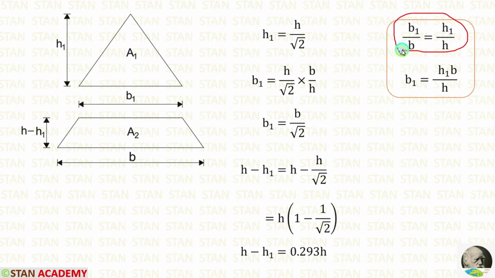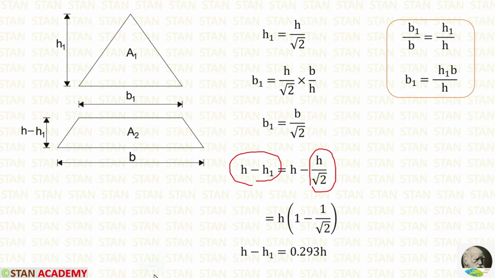b1 by b is equal to h1 by h. From here we will calculate b1. We already calculated the value of h1. Instead of h1 we can apply h by root 2. We can eliminate this h and this h. Finally, we are getting b1 is equal to b by root 2. Now let us calculate h minus h1. The value of h1 is equal to h by root 2. Then we can take the h outside. 1 minus 1 by root 2, we will get 0.293. So h minus h1 is equal to 0.293h.